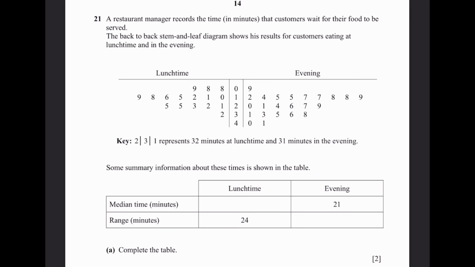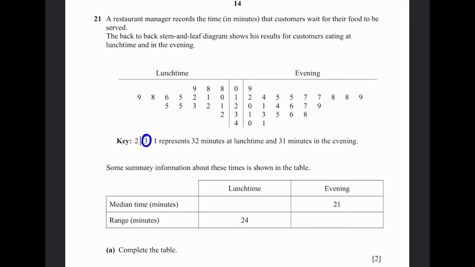21. A restaurant manager records the time in minutes that customers wait for their food to be served. The back-to-back stem and leaf diagram shows the results for customers eating at lunchtime and in the evening. So the key is 2, 3, 1. Represents 32 minutes at lunchtime and 31 minutes in the evening.